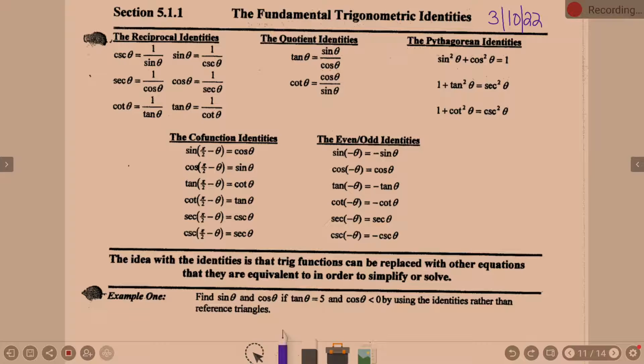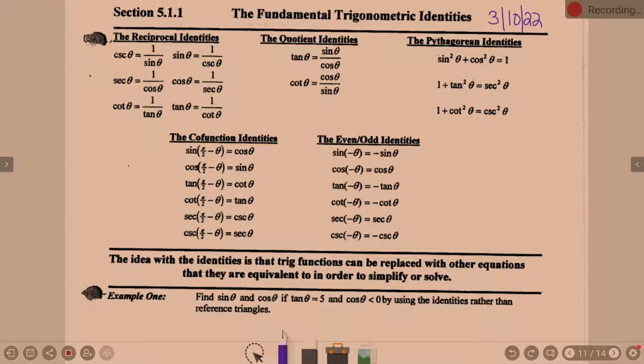Okay, Pythagorean identities. These are new to you. They are brand new, but we will use them quite a bit. Sine squared theta plus cosine squared theta equals 1. 1 plus tangent squared theta equals secant squared theta. And 1 plus cotangent squared theta equals cosecant squared theta. These are identities. They can be manipulated. Like you can add and subtract things across the equal sign and make them in different forms. So we'll use those.